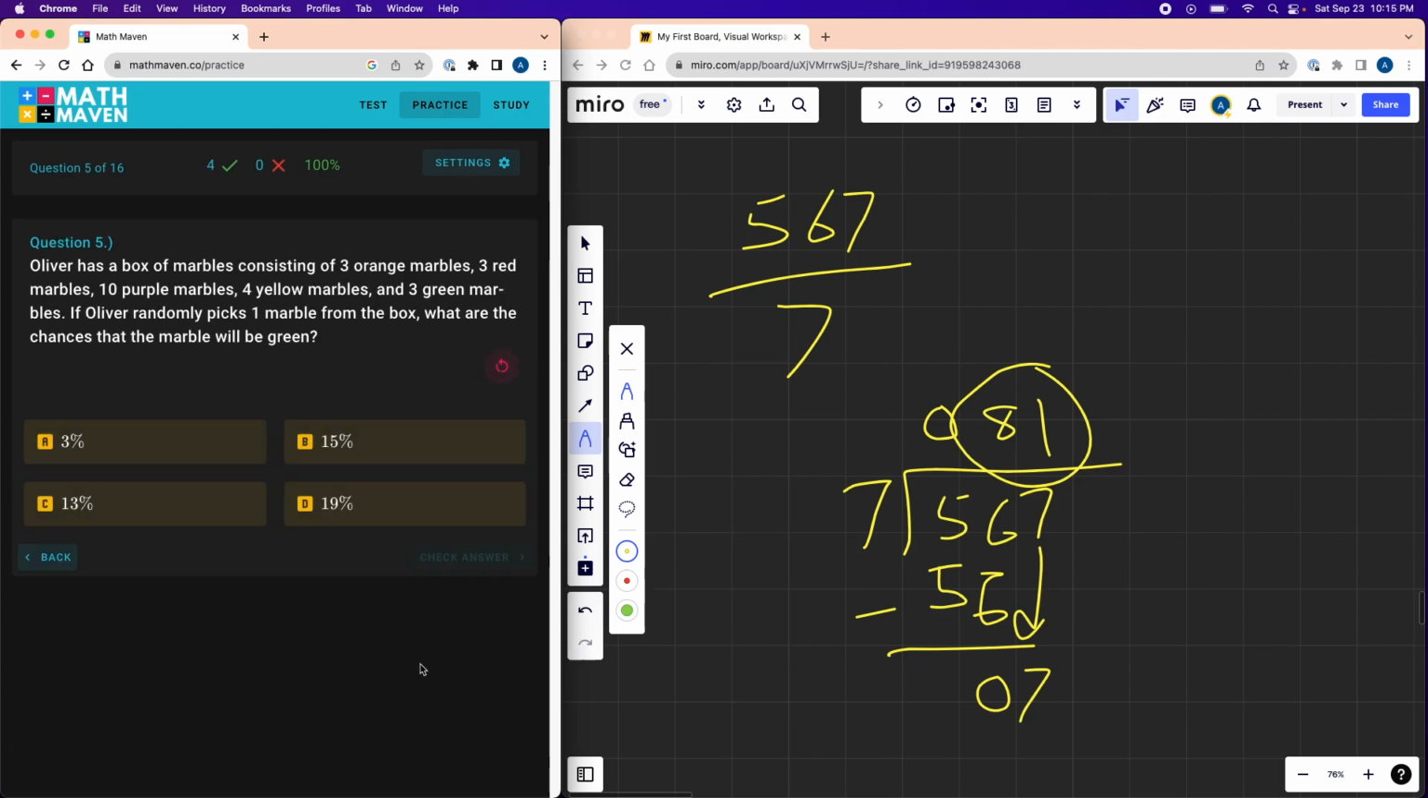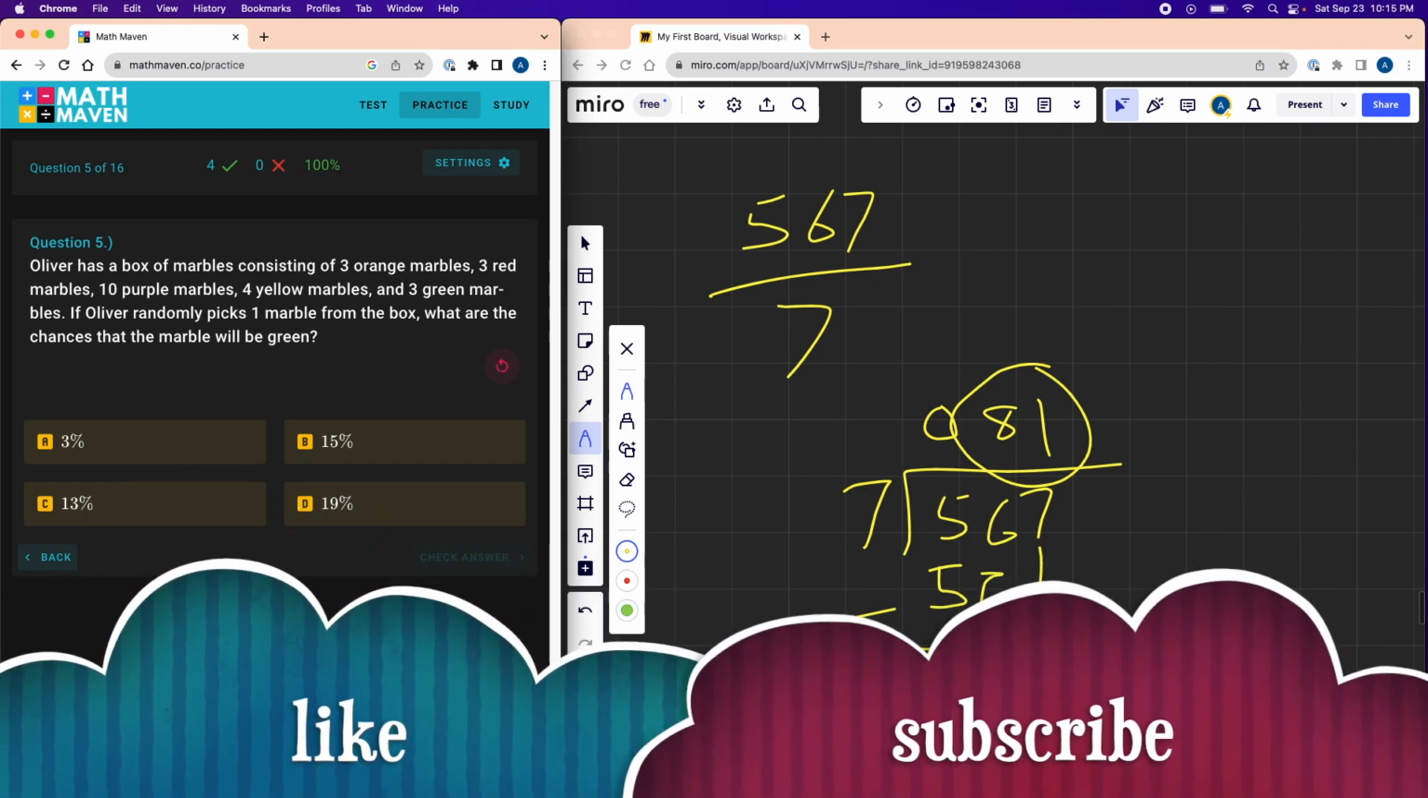All right, so we move on to the next question here. Question number 5. Oliver has a box of marbles consisting of 3 orange marbles, 3 red marbles, 10 purple marbles, 4 yellow marbles, and 3 green marbles. If Oliver randomly picks one marble from the box, what are the chances that the marble will be green? All right, so press pause and try this one out on your own.